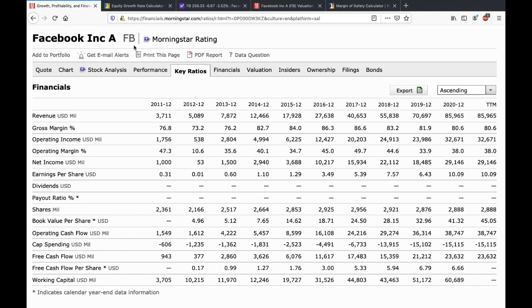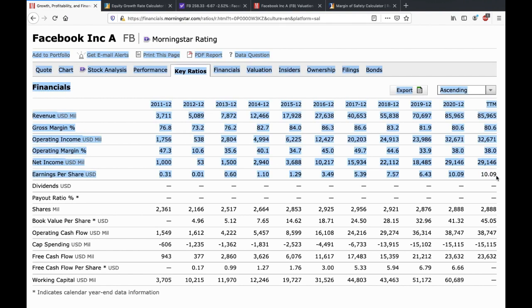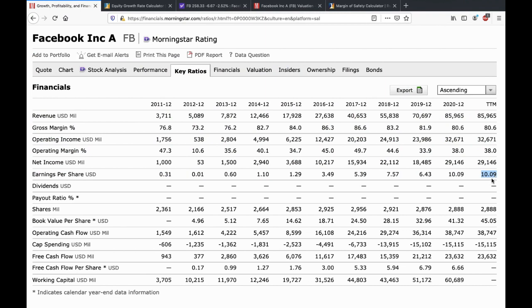So here I am on the Morningstar page of Facebook, and you need EPS for this calculation. So the current EPS of Facebook is $10. To figure out the growth rate, Phil suggests to use equity growth rate, which on a per share basis is book value. So we can take these values right here. So in 2012, Facebook's book value per share was $4.96, and right now it is $45.